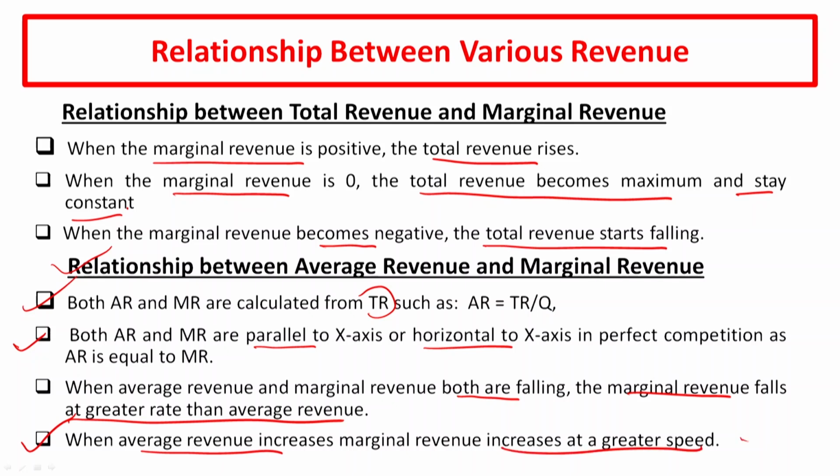So, we have discussed 4 points. First, AR and MR both are calculated from TR. Second, both AR and MR are parallel to the x-axis, or horizontal to the x-axis, in perfect competition, as AR is equal to MR. Third, when AR and MR both are falling, the marginal revenue falls at a greater rate than average revenue. And fourth, when average revenue increases, the marginal revenue increases at a greater speed.